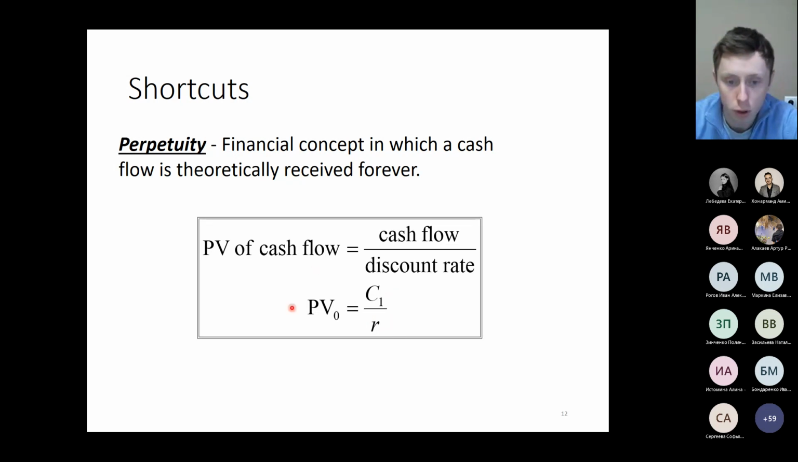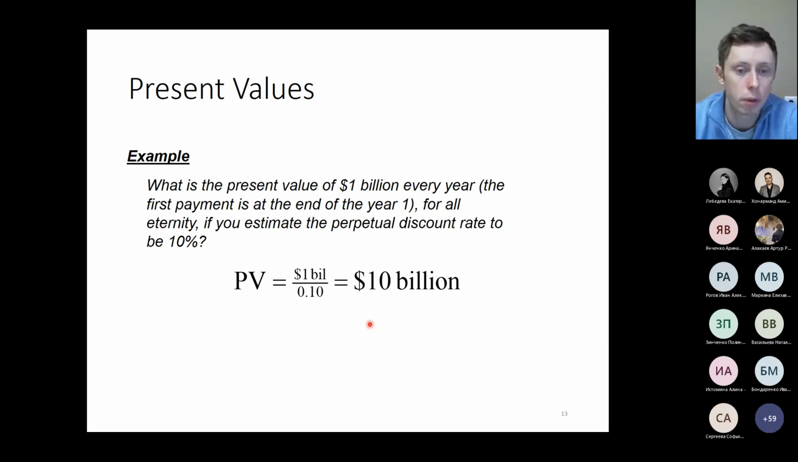Fortunately, the formula for perpetuity is a very, very simple one. It is the cash flow divided by the interest rate. Very simple to estimate. Let's consider an example. The present value of 1 billion every year, with the first payment at the end of year 1, for eternity, at a discount rate of 10%. Here it is, 1 billion divided by 0.1, and the result is 10 billion.